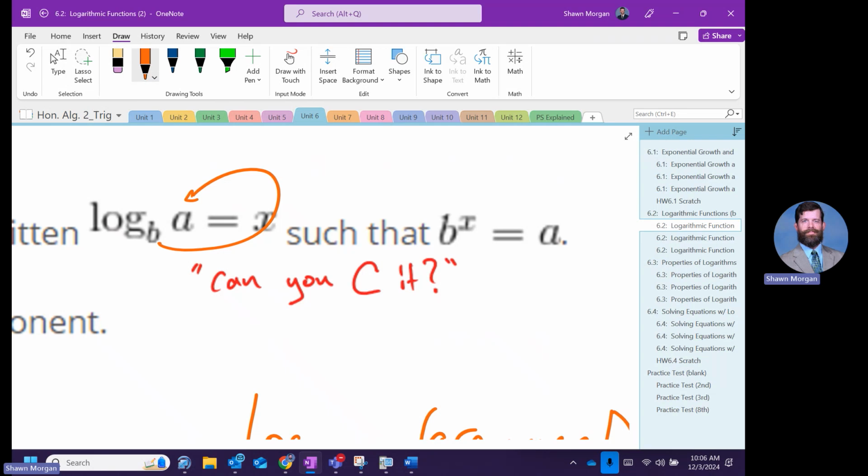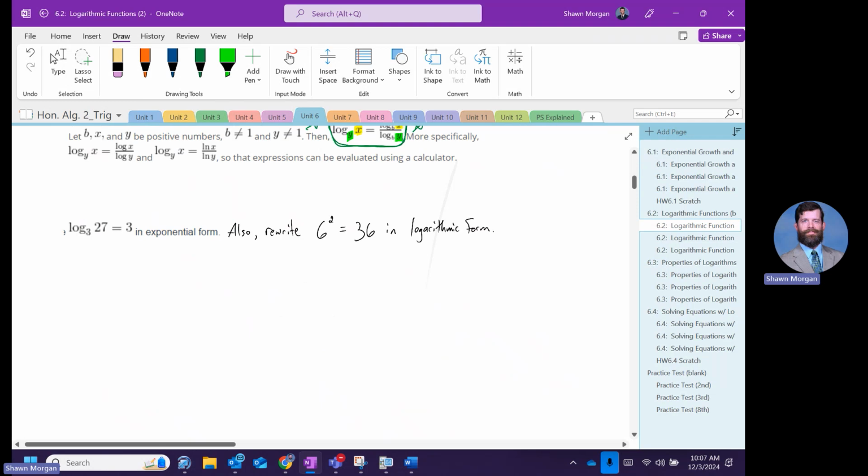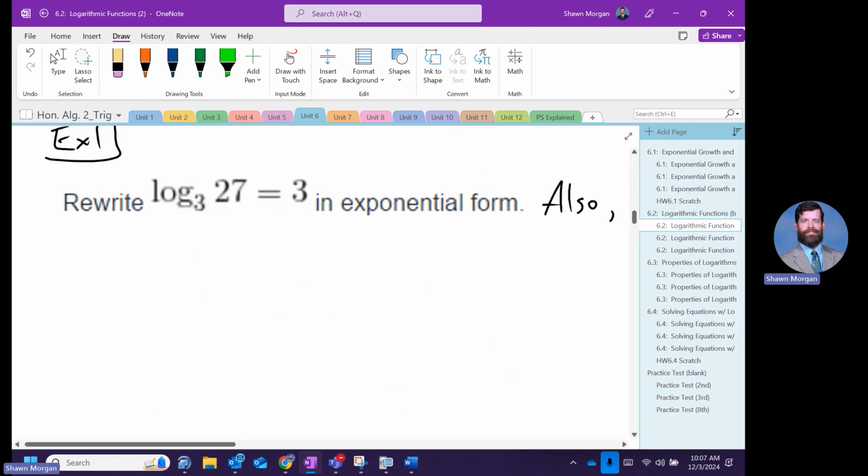We start with the base, we go around to the X, and then we come back at the A. Read that with me: B to the X equals A. And that's precisely what we have. So the way to change from log form to exponent form, in my mind the easiest way, is to say, can you see it? All right, so let's try that little mnemonic here.